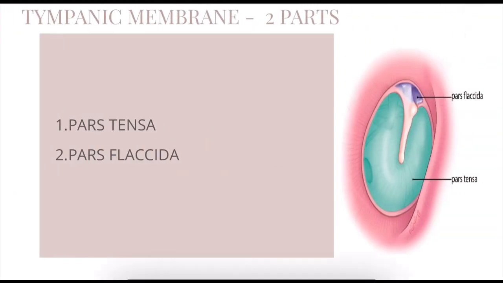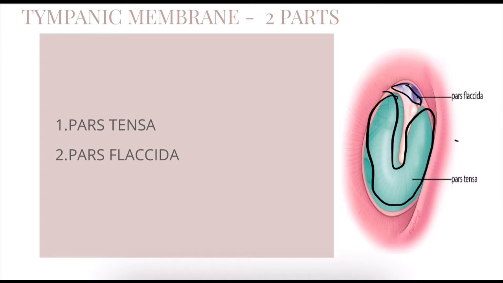Tympanic membrane consists of two parts, that is pars tensa and pars flaccida. Pars tensa forms 2/3 of the tympanic membrane, whereas pars flaccida forms 1/3 of the tympanic membrane.